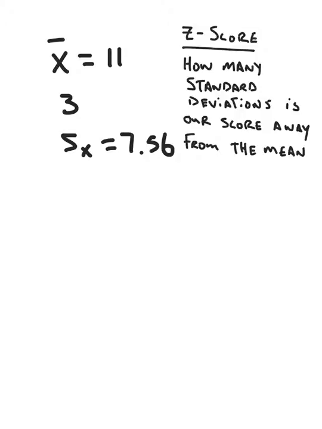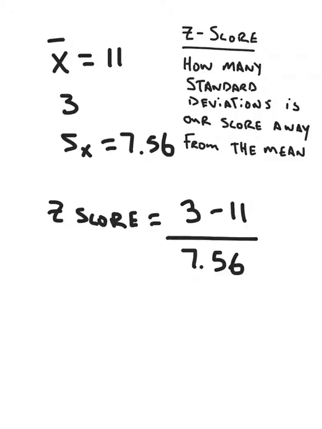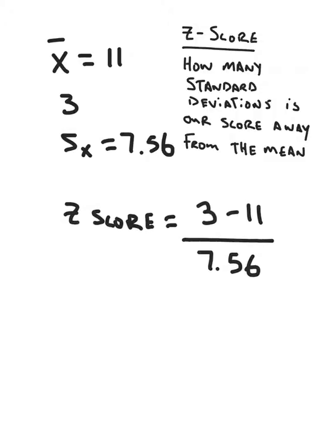So let's see, z-score. Hold on. So this is how you do it. You basically say, well, how far away are we from the mean? And say, how many of these standard deviations go into that number? That tells us our z-score. Okay, so let's do it.